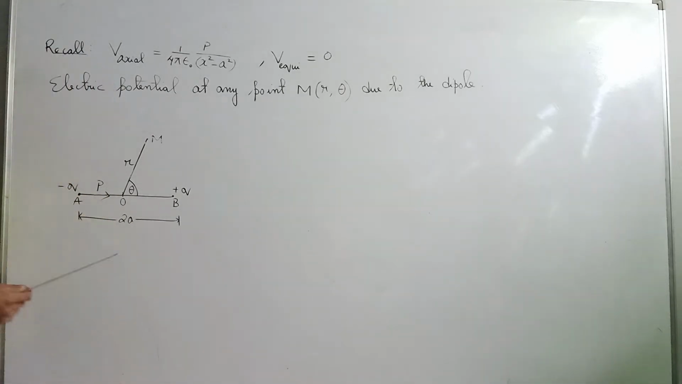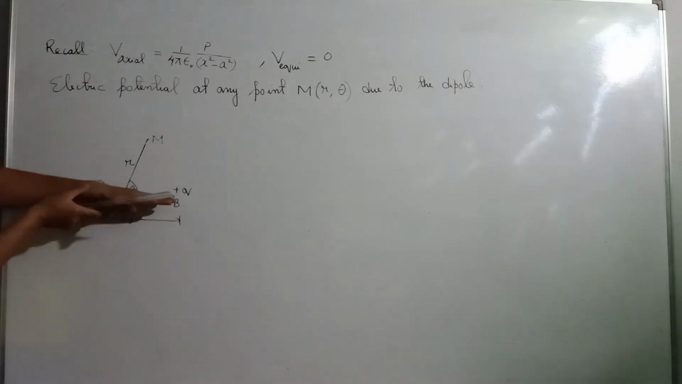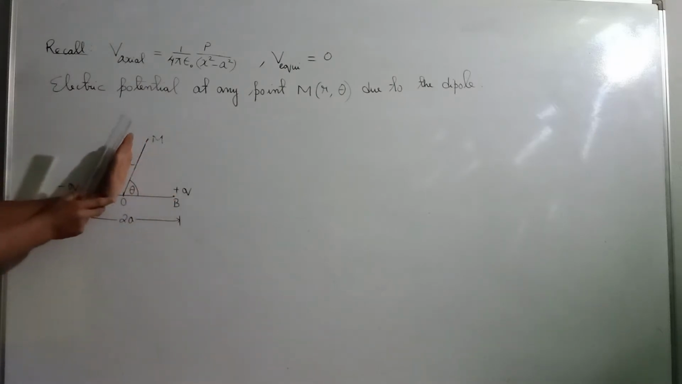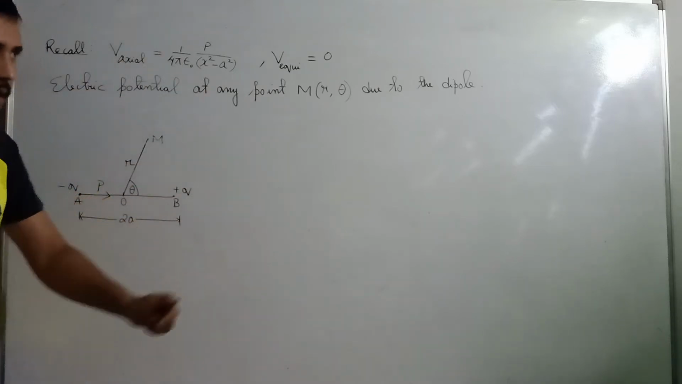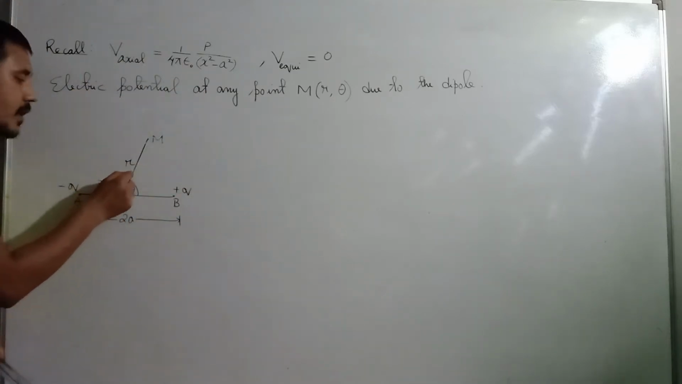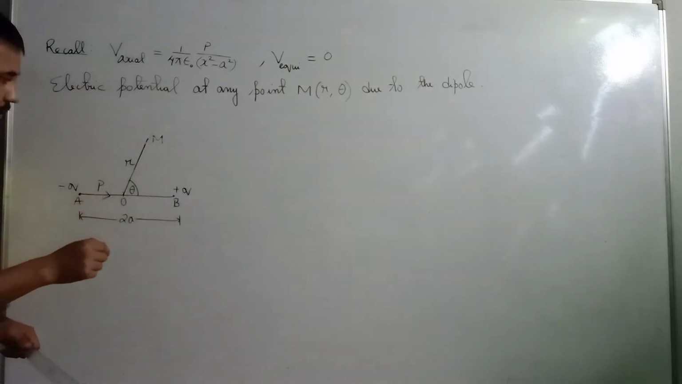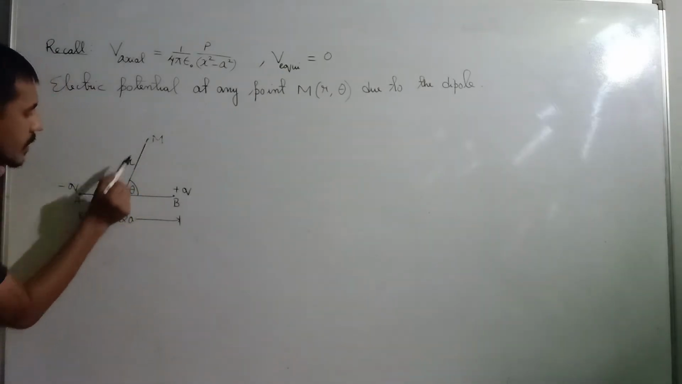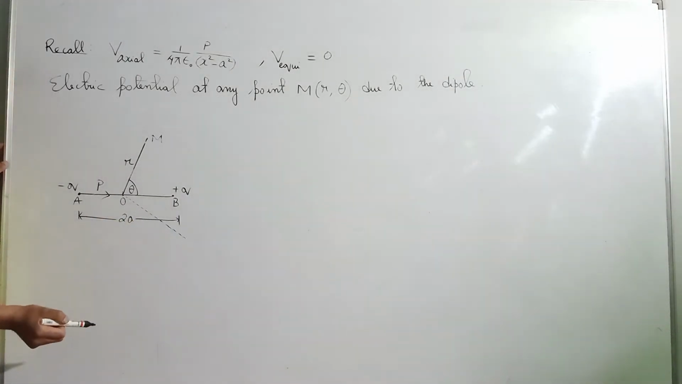Now, I'm resolving the dipole into two components. One is along OM, along the angle theta, that will be P cos theta. And one is perpendicular to your P cos theta, that will be P sin theta. So perpendicular to this OM will be this one, right?